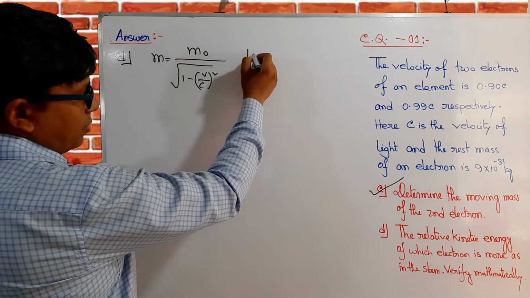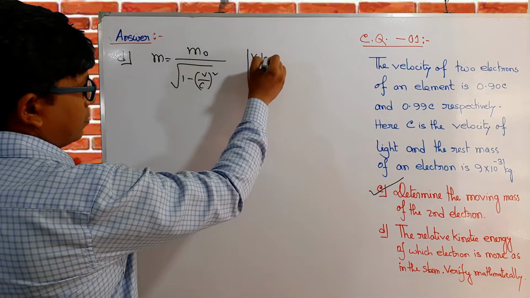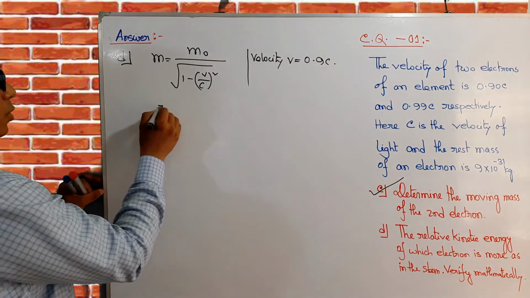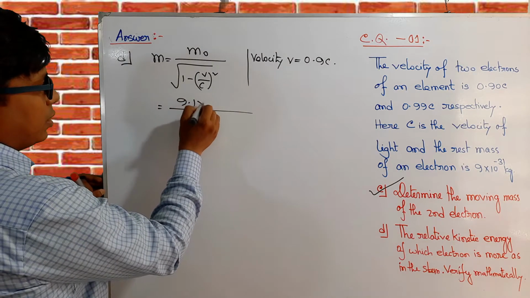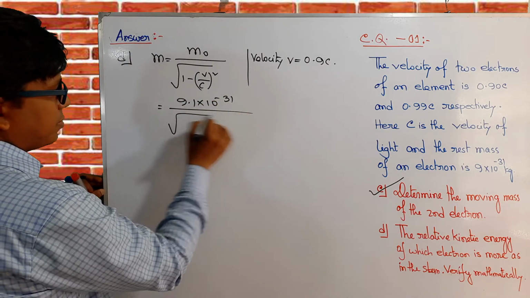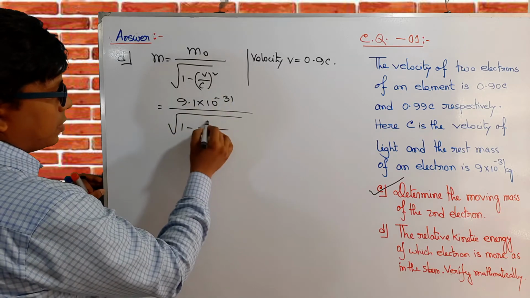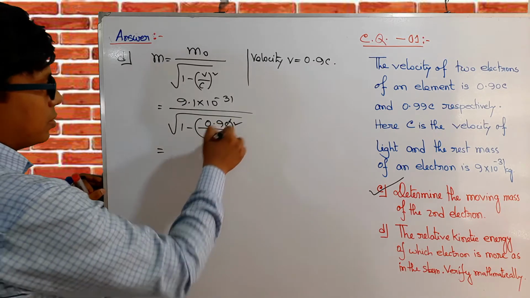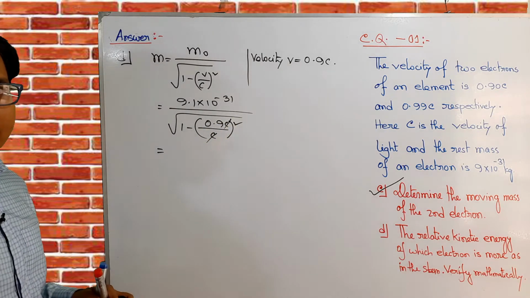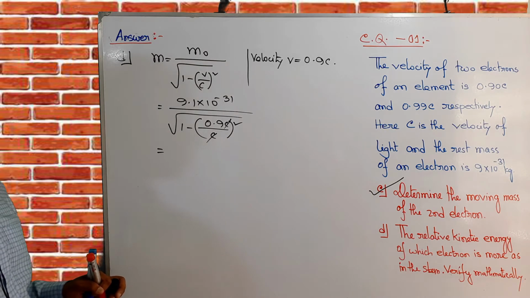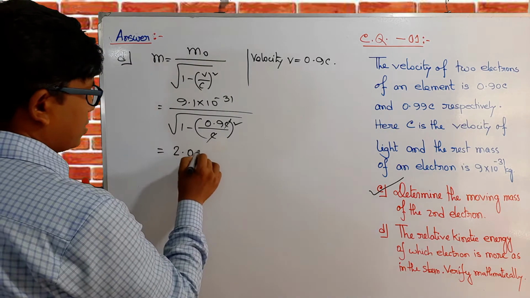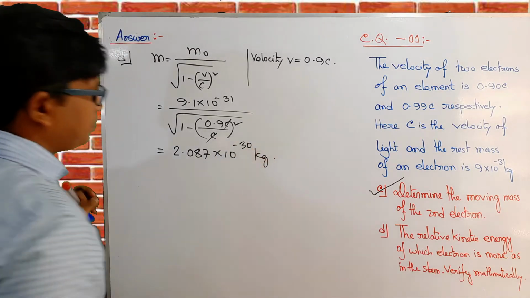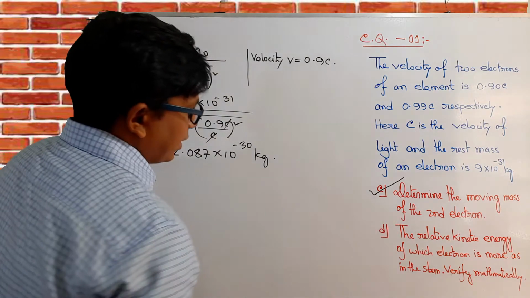The velocity of the first electron is 0.9 c. So 9.1 into 10 to the power minus 31 as per question C, 0.9 c. After cancelling the light velocity c, we can find the result 2.087 into 10 to the power minus 30 kg. Now the relativistic kinetic energy.